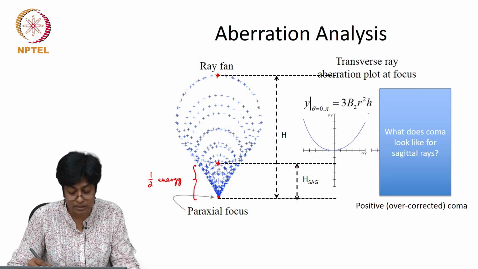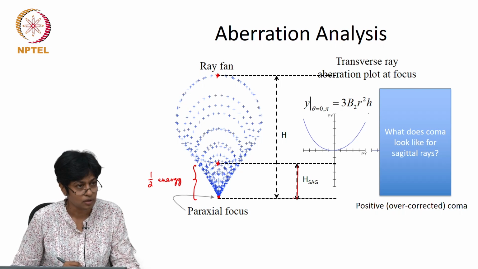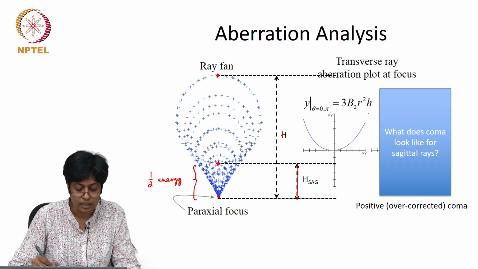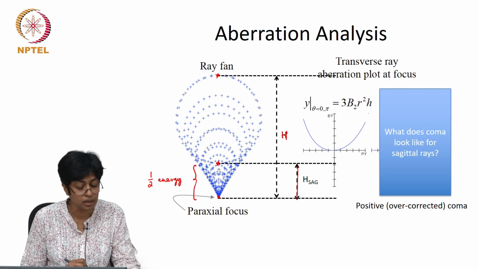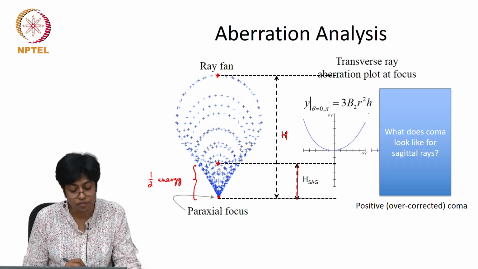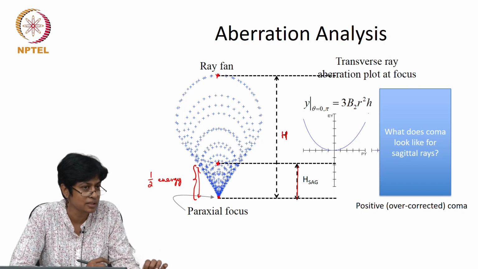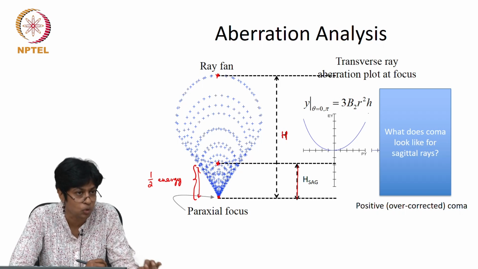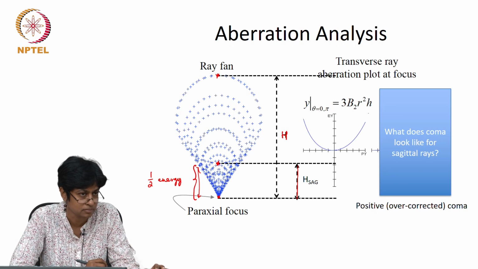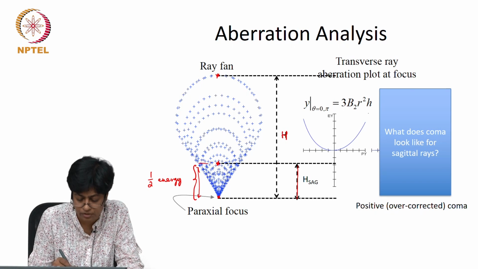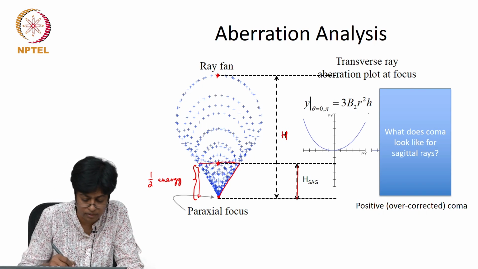So we call this the sagittal coma. It's a measure of the sagittal coma. Capital H is a measure of the tangential coma, but since half of the energy lies in this region, the sagittal coma is considered to be a better measure of coma than tangential coma, okay, because more of the energy lies in this sort of triangular region over here.